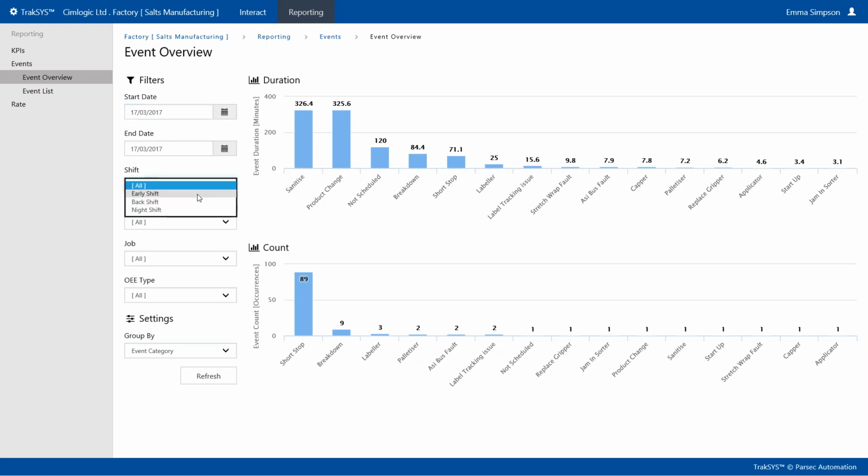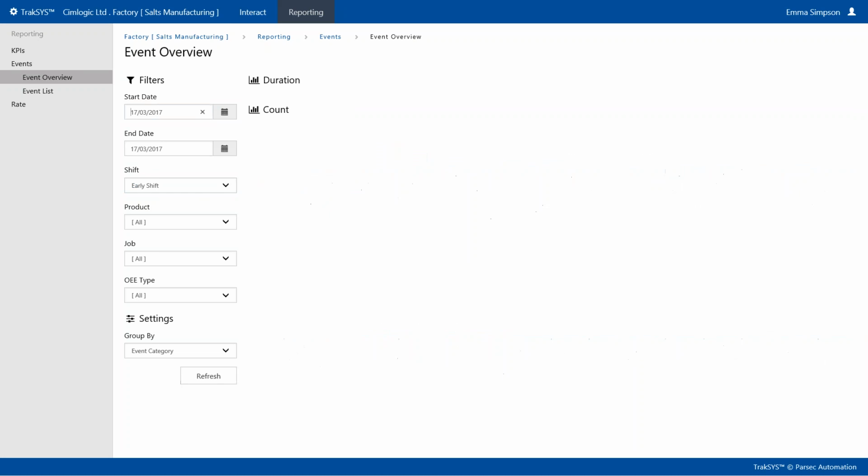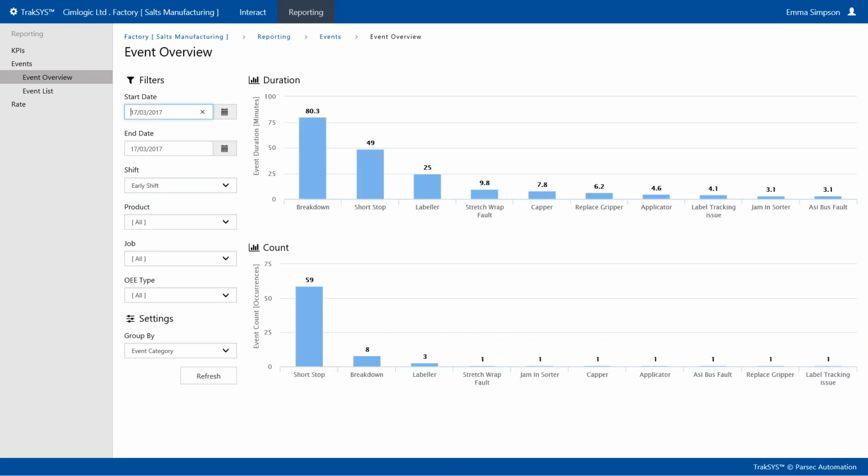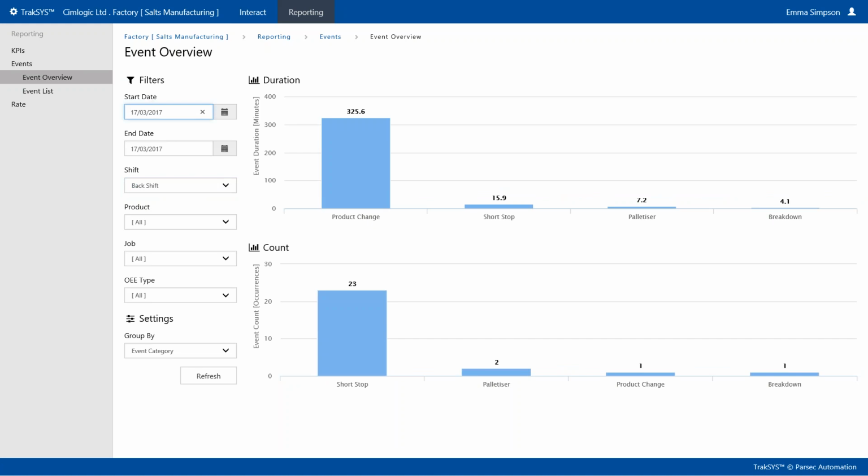So early shift, let's filter by shift and see what happened here. Here we don't have any sanitation or product change, so it might have happened on another shift. Let's see the following shift, the afternoon shift. Let's see what happened in this shift. Okay, so we have the product change here.